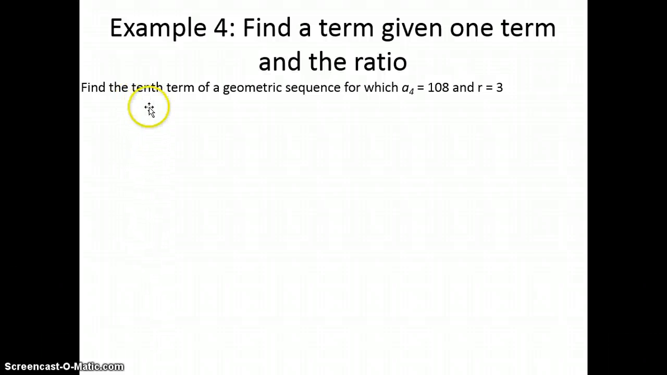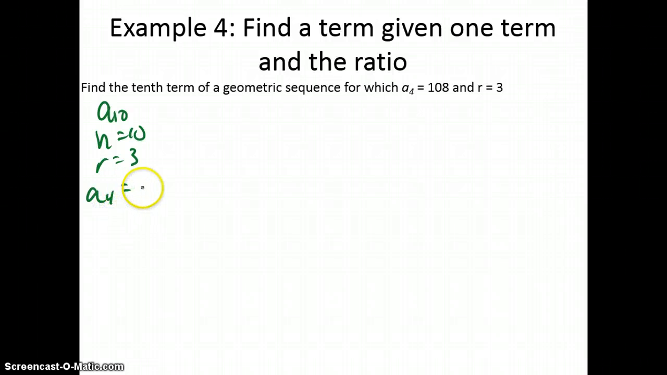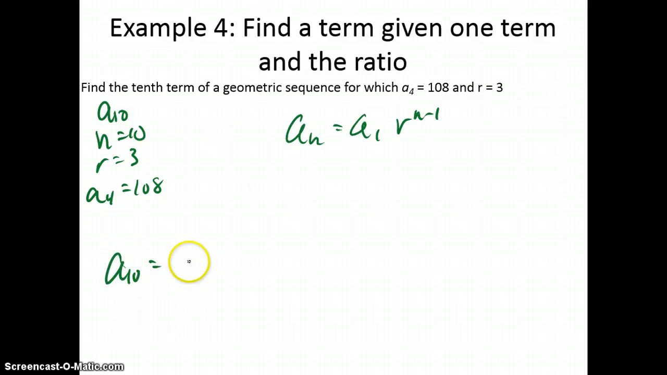Okay, it says find the 10th term, so automatically I'm just going to write a sub 10, and I know that n is equal to 10. They're telling us one term, and they tell us r is 3, so I'm just going to sort out some of this information. We know that we're most likely going to be using this formula. So using this formula, if we wanted to find what the nth term or the 10th term was, I'm just going to plug in things that I can plug in.